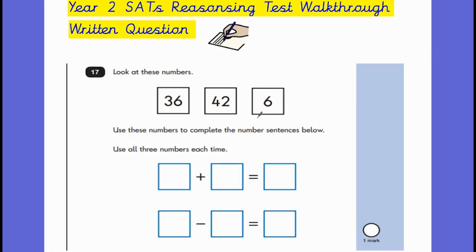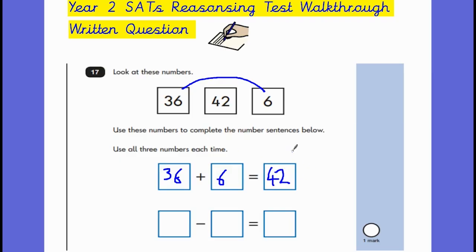Question number 17. Look at these numbers. Use these numbers to complete the number sentence below. Use all 3 numbers each time. So this is testing their ability to see the relationship between addition and subtraction and to see them as the inverse of each other. So something adds something equals 42. Well, given that 42 is the largest number, if I'm adding 2 numbers together, it's most likely going to be 42, which will be my answer. So 42 will go here. And then they might be able to see that if you add 36 and 6 together, then those 2 numbers are going to make 42. So they can put their numbers into their addition first.